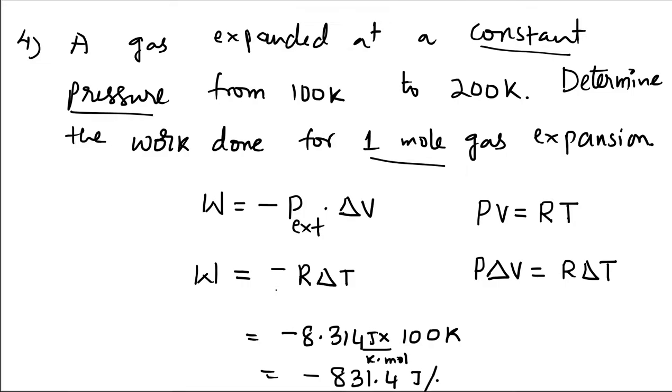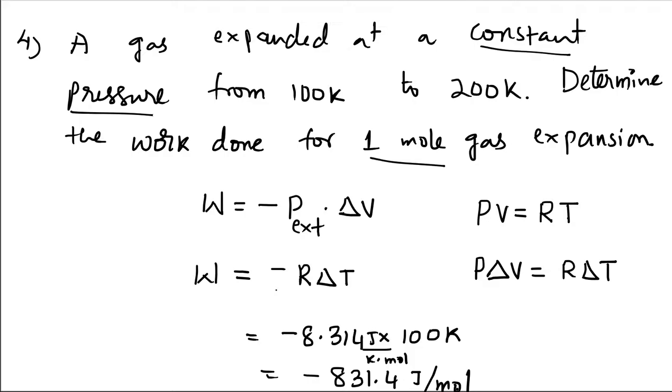So this is the expansion work done when 1 mole of gas expands at constant pressure from 100 Kelvin to 200 Kelvin. Temperature is increasing in the process. There is something wrong in this problem. Expansion is happening, yet the temperature is rising. This is work done by the system. Maybe the temperature rise is due to some additional heat coming from outside to the system. We don't know how, but this is a problem.